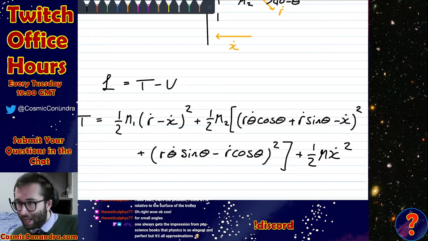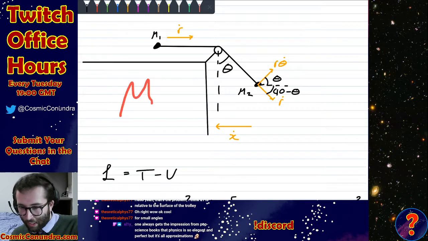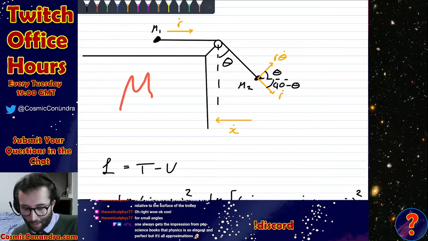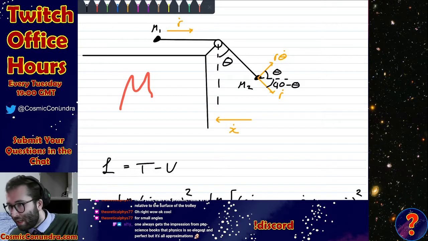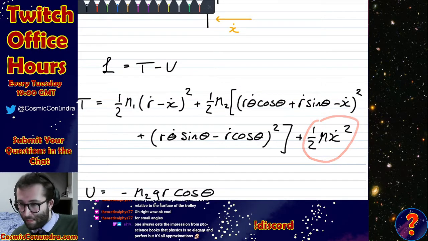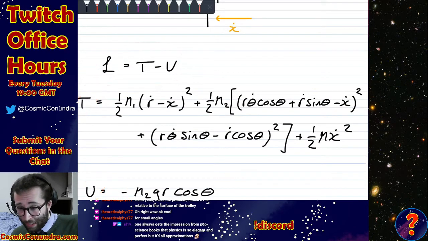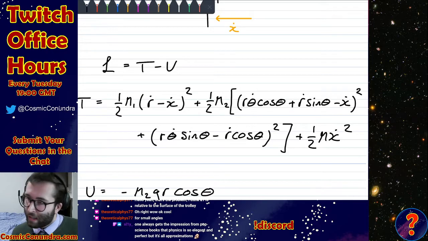And then simply enough, we just need the kinetic energy of the large mass, the box on wheels that this whole thing is on. So this whole box has mass capital M, and this whole system is moving to the left with speed x dot. So its kinetic energy is half capital M x dot squared. Okay, so that's the kinetic energy and the potential energy. And then the Lagrangian is the difference between them, the difference between kinetic and potential.